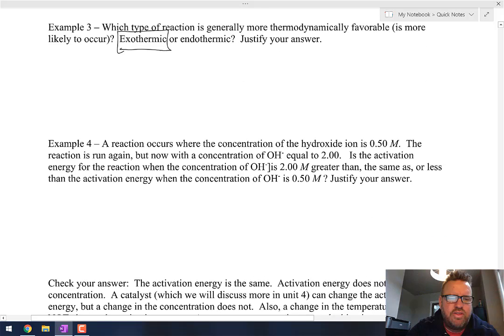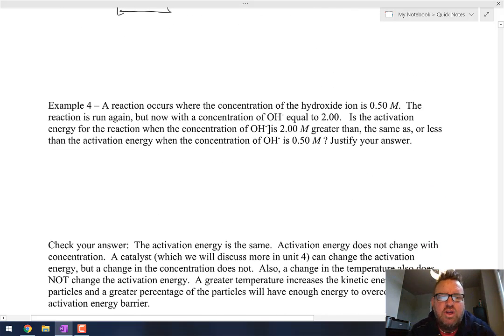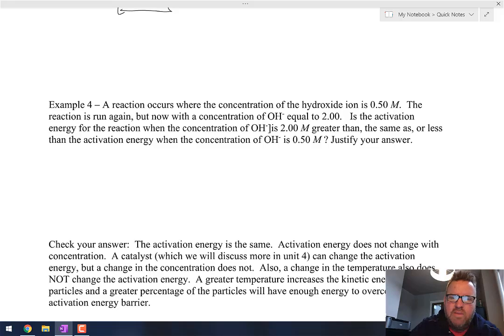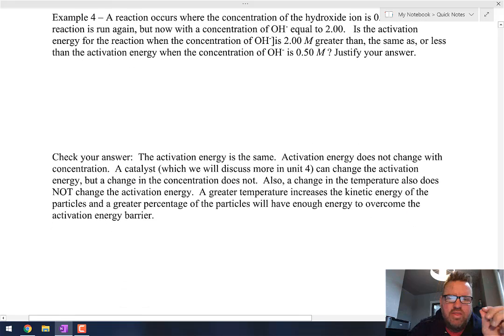Okay, so here's another example. It says a reaction occurs where the concentration of the hydroxide ion is 0.50 molar. The reaction is run again, but now with a concentration of hydroxide equal to 2 molar. Is the activation energy for the reaction when the concentration of hydroxide is 2 molar greater than, the same as, or less than the activation energy when the concentration of hydroxide is 0.5 molar? Justify your answer. You should realize there that really the activation energy does not change in that case.